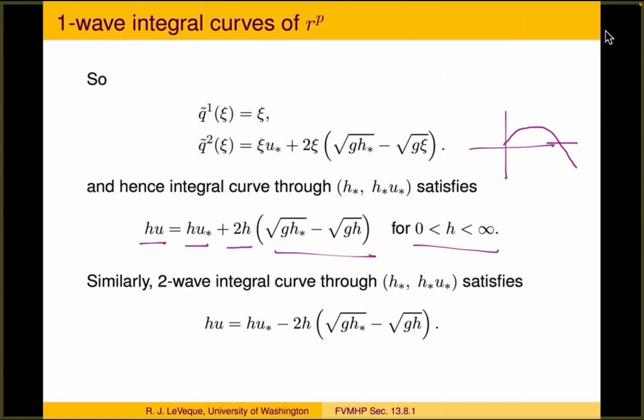And similarly, you can go through the same computation for two-waves, where we use the R2 eigenvector instead of R1, and you end up with a very similar expression, just a minus sign here instead of a plus sign, and that's what gives you this other set of curves, the two-wave integral curves.